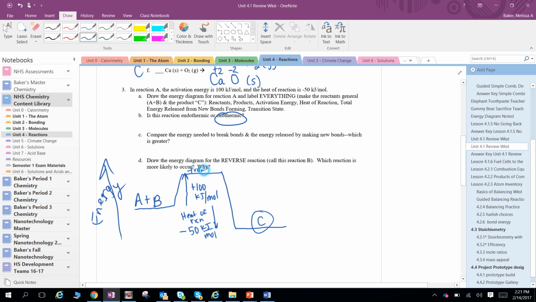The transition state is at the top. This is where the bonds are broken and new bonds are going to form. So we can also add a few extra labels here. Bonds are breaking to get to the top. And then down here, new bonds are forming.